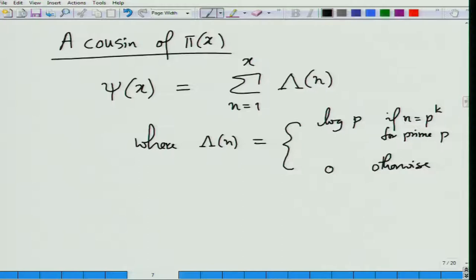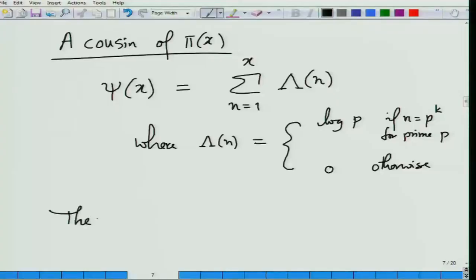This is slightly more general, it is a function which is non-zero at more points. At every prime power it is non-zero, and it is non-zero with value log p, where p is the prime of which we have a power, 0 otherwise. So, you can see this is a close cousin of pi x. And as it turns out, these two are very, very tightly related.